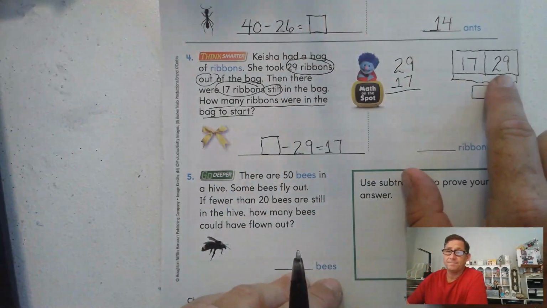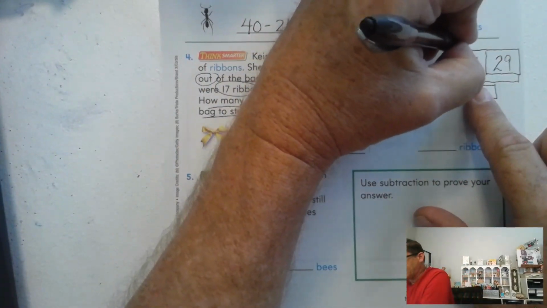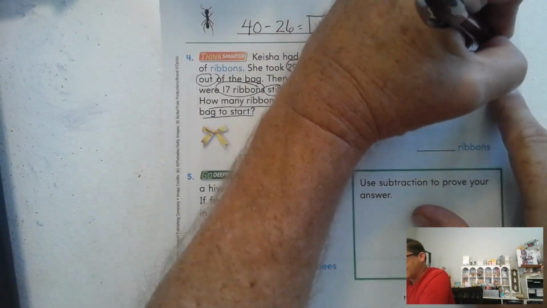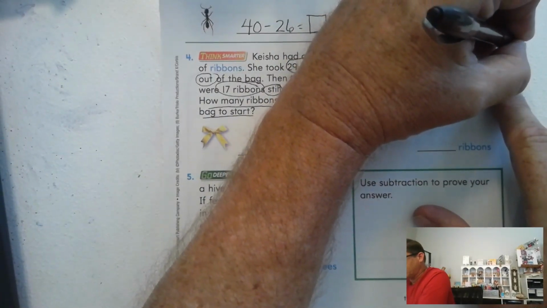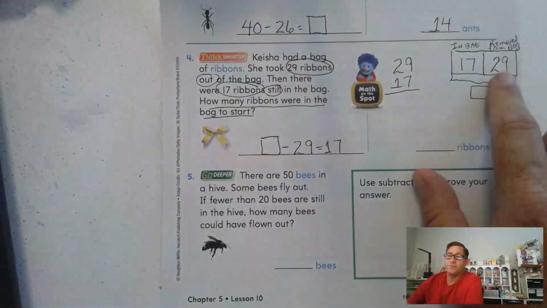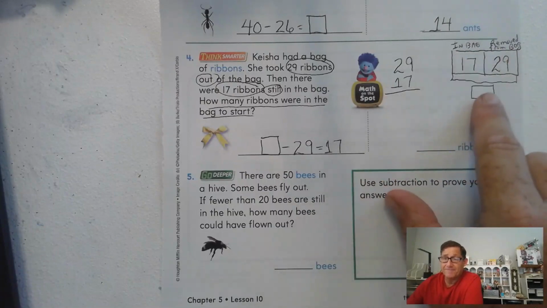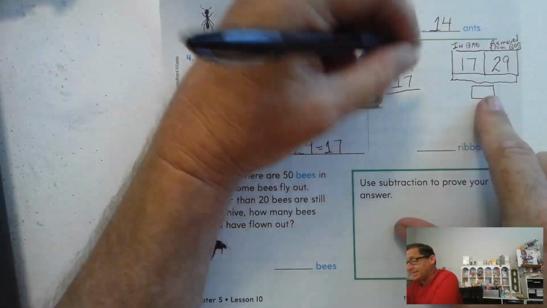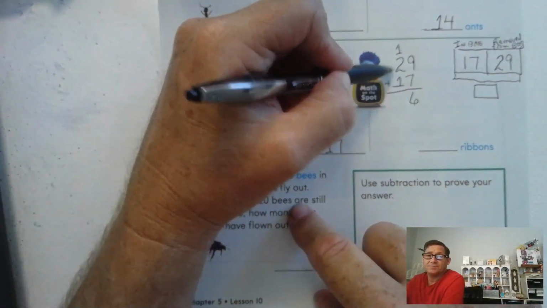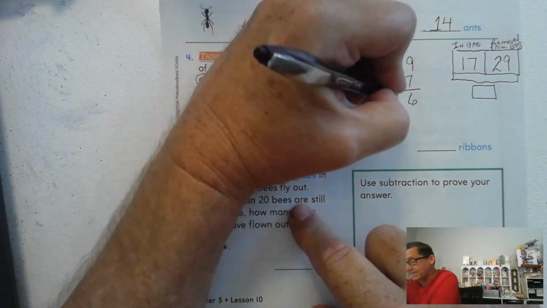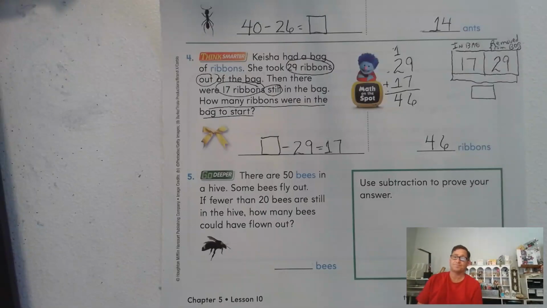Okay, right? If they're side by side, 17 in the bag, 29 removed from the bag. So if you remove 29 and there's still 17 in the bag, combined they have to add up to what I started with. So I can add 9 plus 7, 16 ones, and 2 tens plus 1 ten plus another 10 is 4 tens. So there were 46 ribbons to start.